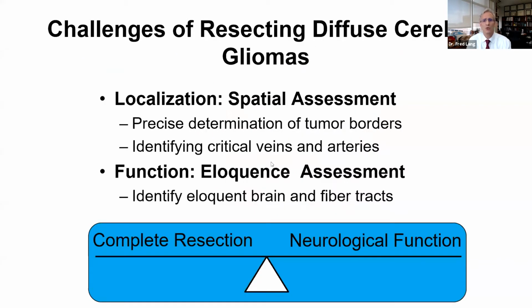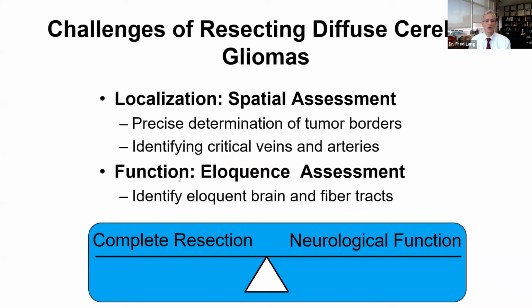So based on this, we really have to push now to try to resect as much tumor as possible. And that means we have to balance this goal of complete resection with neurological function. And that means we have two challenges. The first challenge is what I call localization or spatial assessment. We have to precisely define the borders of the tumor intraoperatively, and we also have to identify the veins and arteries supplying that tumor and preserve those while we take out the tumor.